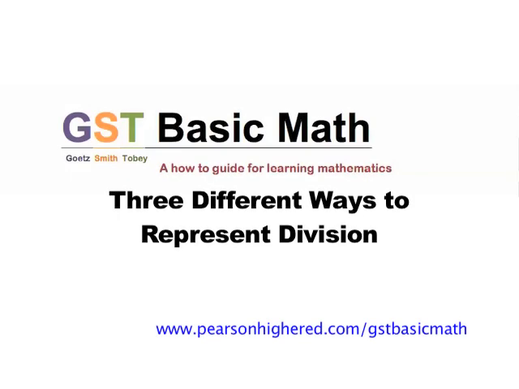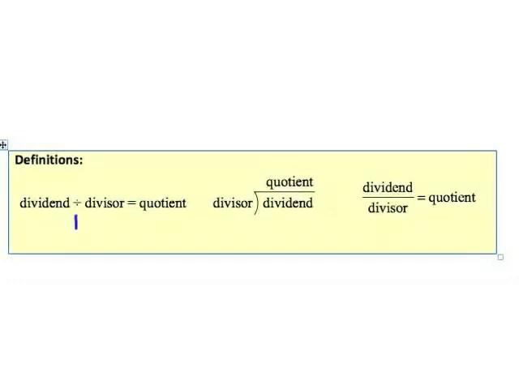Now let's look at a definition. There are 3 different ways that we're going to write division problems. The first is the traditional division sign. And so let's take a look at some vocabulary. You start with the number that's getting divided. That's called the dividend. The number that is doing the dividing is called the divisor. And the answer to the division problem is called the quotient.